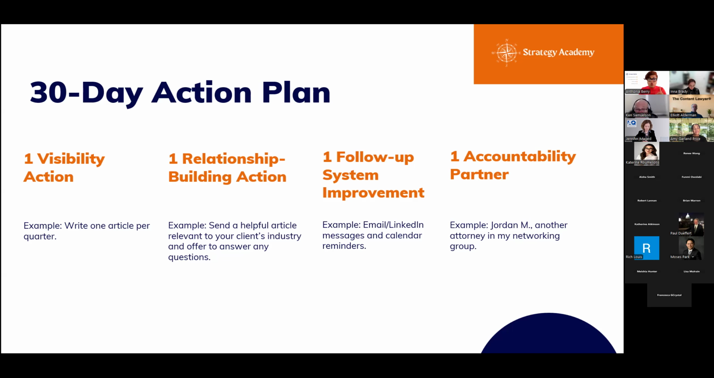The first thing is one visibility action. An example of a visibility action is writing one article, like in this case, per quarter, and sending that article out to your contacts, right? So that builds visibility. One relationship building action. One example of that is sending a helpful article that's relevant to your client's industry and offering to answer any questions. That's going to build the rapport. It's going to build a relationship. It's going to strengthen it from where it is and elevate it up to the next level. One follow-up system improvement.